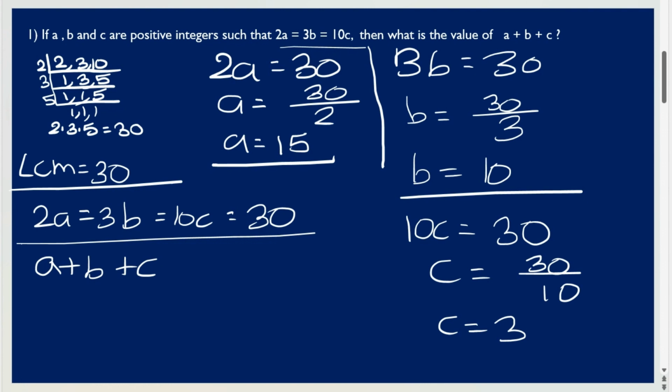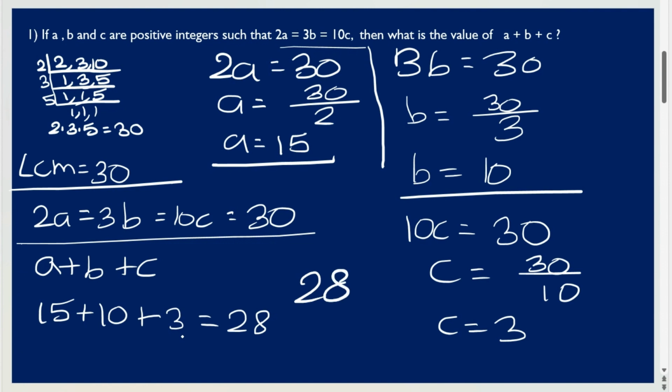So now let's just substitute. A equals 15, so 15. B equals 10, so 10. C equals 3, so 3. And then just add them all up, and you're going to get 28. And so that is going to be our answer. Okay? 28 is our answer.